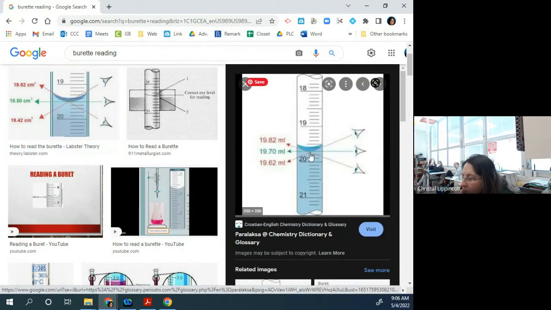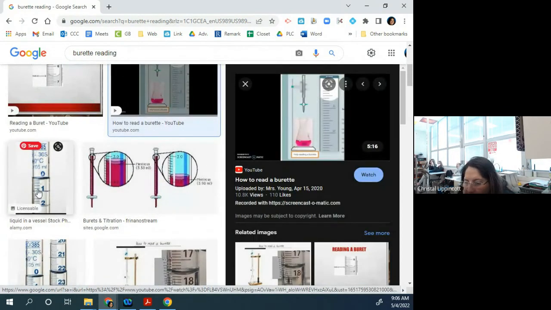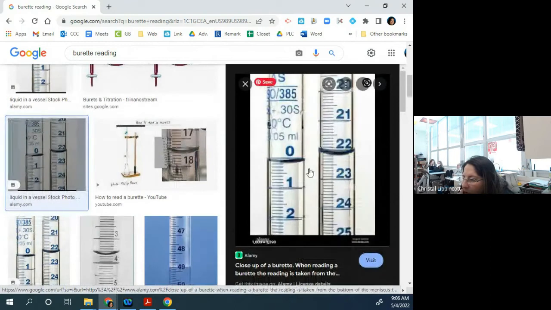Now here's another one. This would be 19.5, 19.6, 19.70. Oh, that one's not big enough for you guys to see well. All right, so here, if you start at exactly 0, then you can figure out whatever amount you land on is how much you've dispensed. That's why they do these backwards, because if you start out at exactly 0, then you're dispensing down, you know exactly how much you've used. That makes sense?